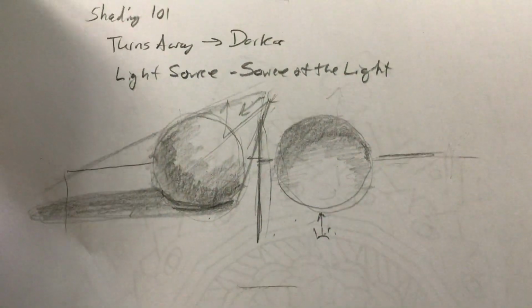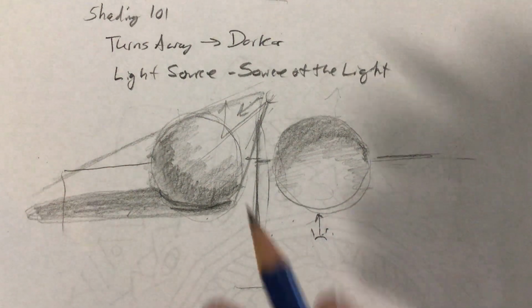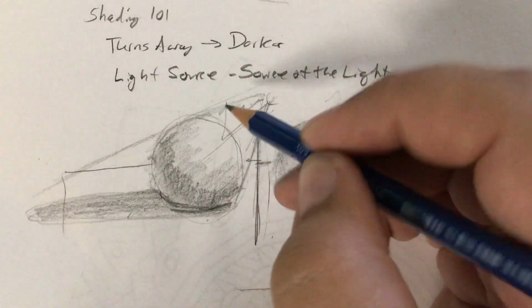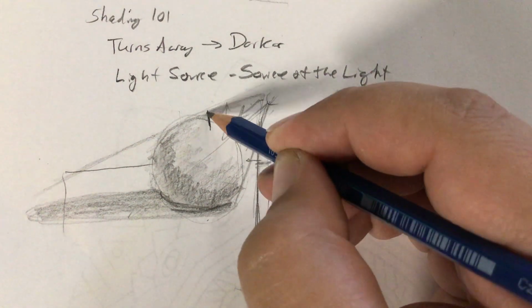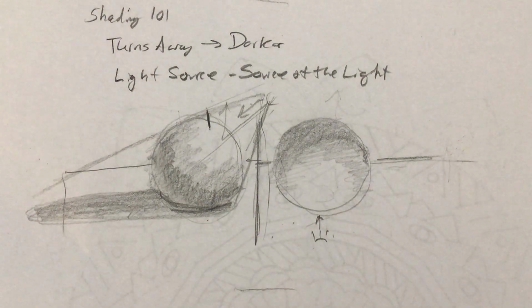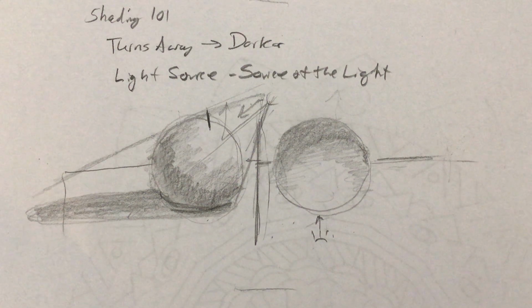Okay. So let's label all these parts. This part is the highest point of your object that is closest to the light. It's called a highlight. So I'm going to say that again.